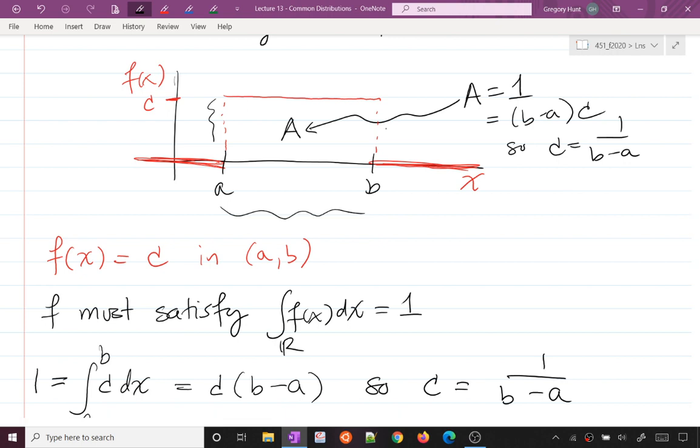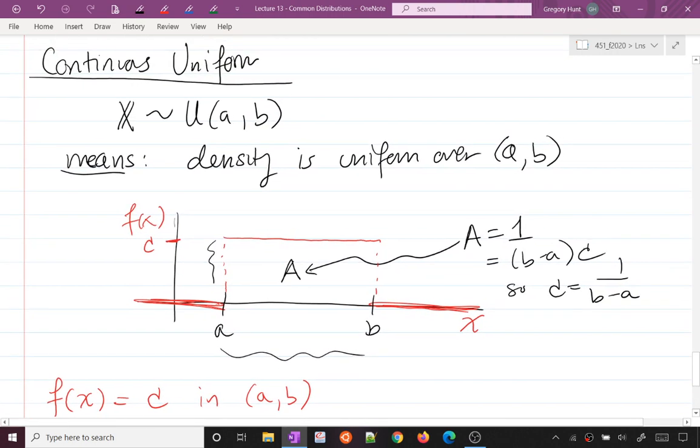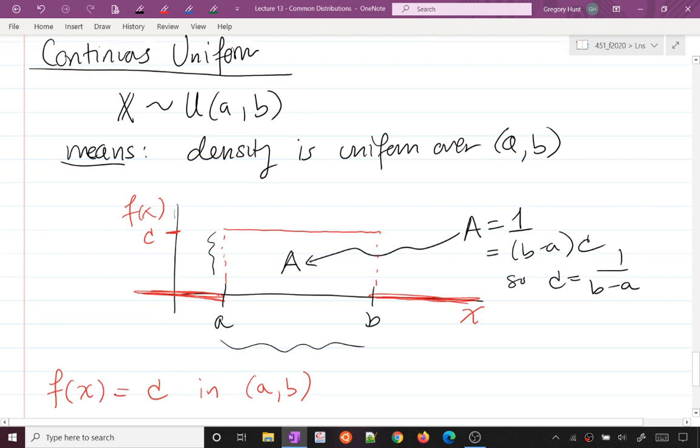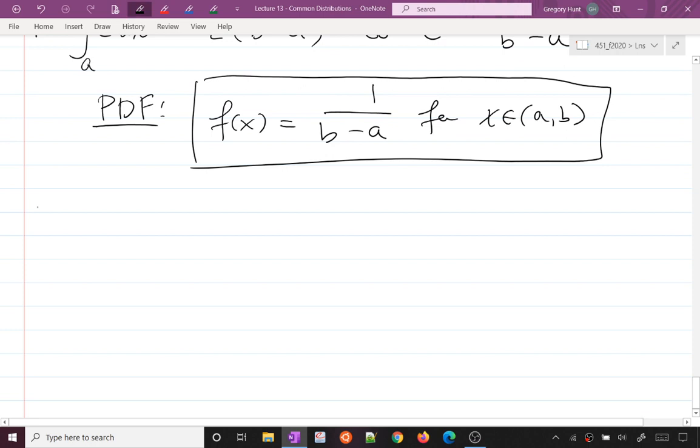Okay, so that's the PDF. Not too interesting. It's uniform at the correct value, so the whole thing integrates to 1. And that's why we call it the uniform distribution. We can look at the CDF for this thing. For continuous random variables, the CDF F_X is the integral from negative infinity to x of f(t) dt. Let's use another variable so we don't confuse x's.